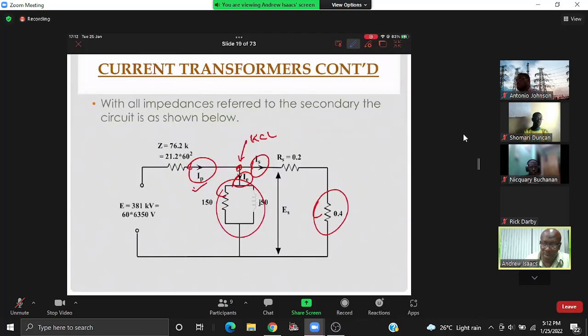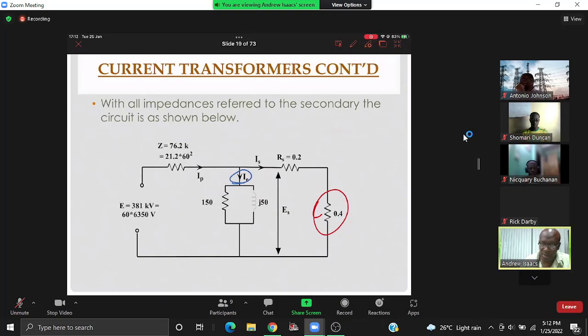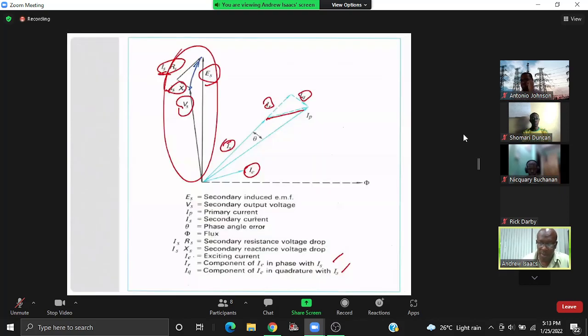So I have to be going back and forth, but of course the excitation current will be that, yes, which will then give rise to our secondary voltage. So that current flowing through that impedance gives us our ES. But of course, our ES is also equal to the voltage drop across that secondary section of the circuit. All right. So coming back here.